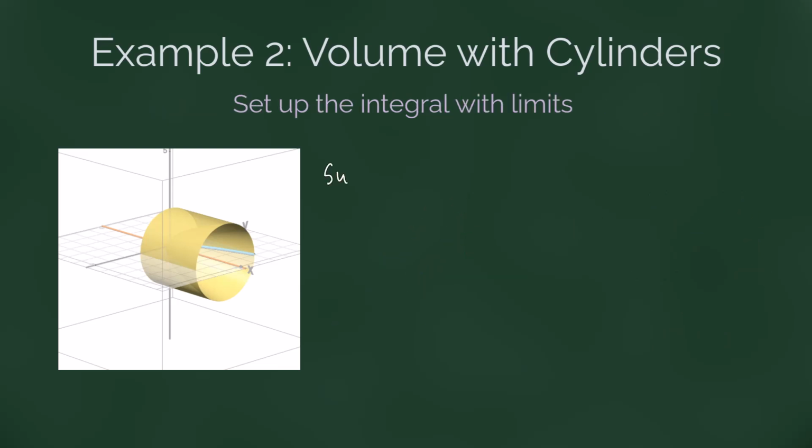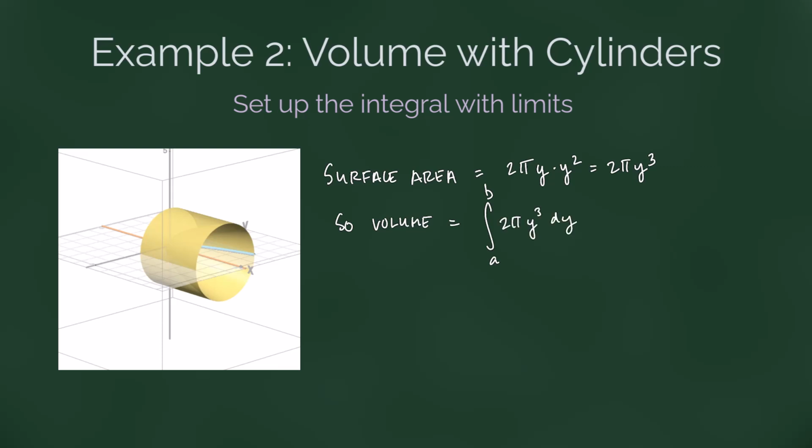Now that we have our surface area, we're going to go ahead and figure out our limits and set up our volume integral. Our surface area, once again, was 2 pi times y squared, which of course is 2 pi times y cubed. Our volume must then be the integral from a to b of 2 pi y cubed dy. We need to figure out what a and b are. A and b are the lower and upper y values for our graph.